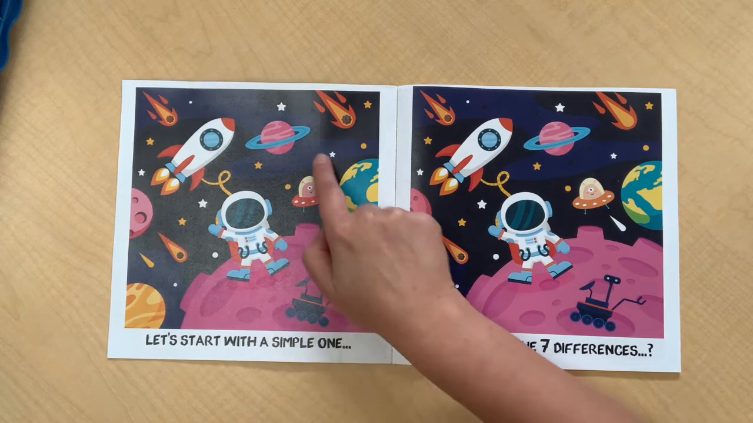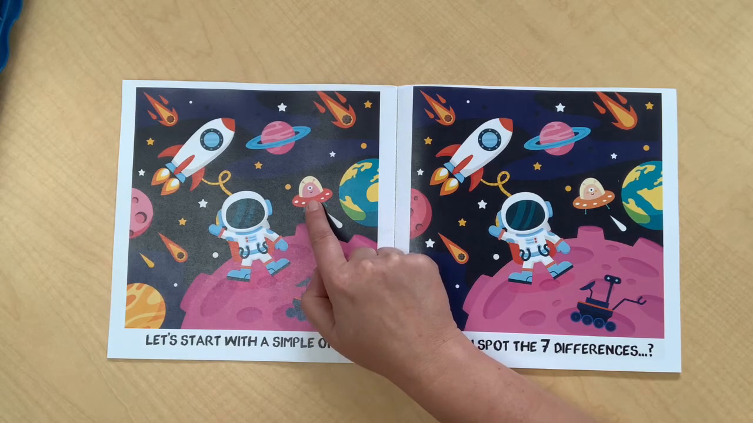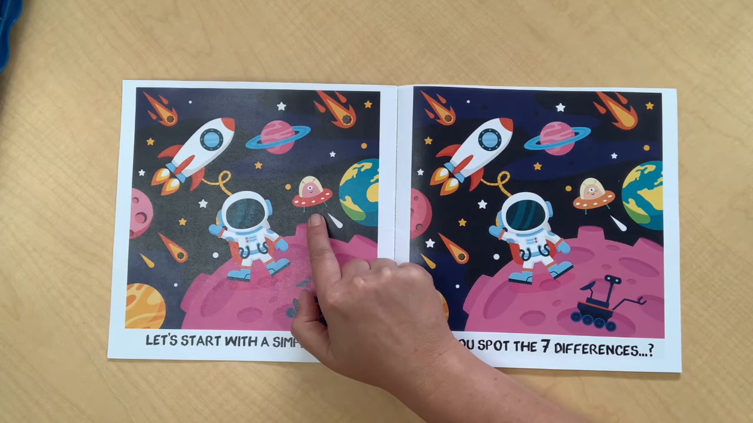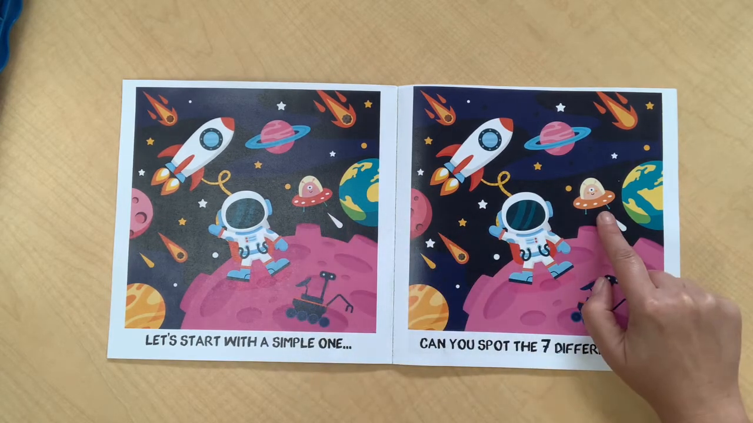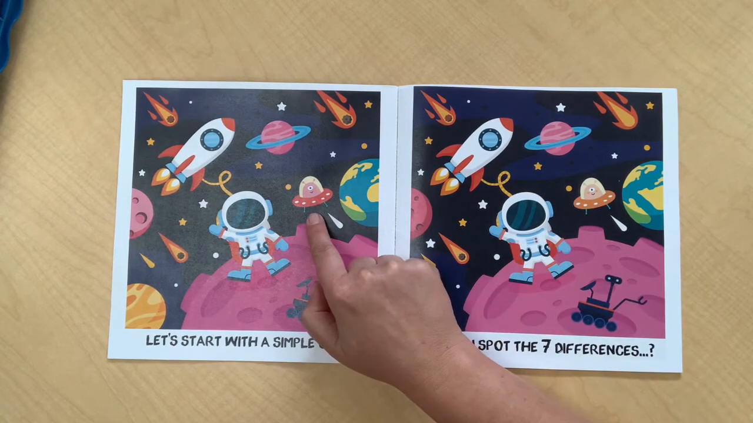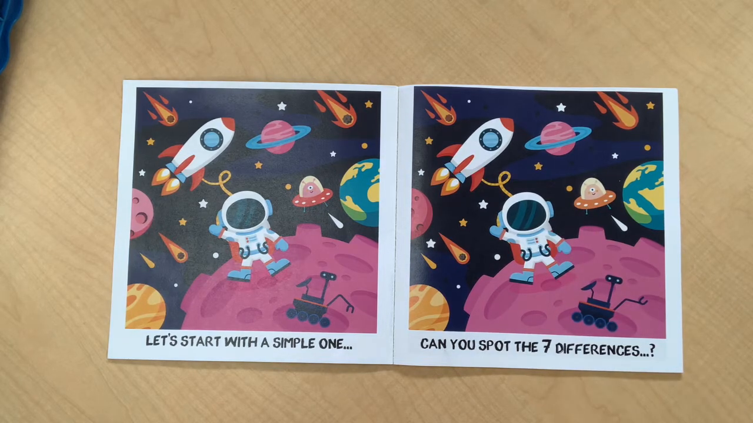Here's another spaceship. This one's an alien spaceship, and that alien kind of reminds me of a pig actually because it's pink. So it's in a little red rocket ship. Let's see if it's over here. Ooh, it is, but do you notice the difference? This one's red, this one's orange. All right, now we found 3 differences.